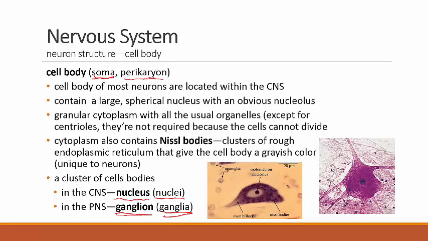The axons, if it's in the peripheral nervous system, the bound together, bundled up axons that are all coming from that ganglion are referred to as a nerve. The dendrites, don't have to worry about that. Just know that it's the cell bodies that are found clustered in these nuclei or ganglia.